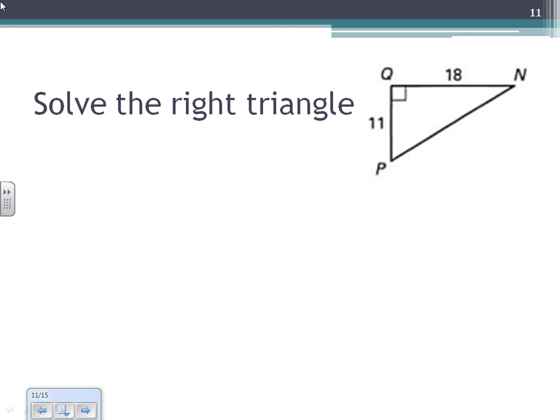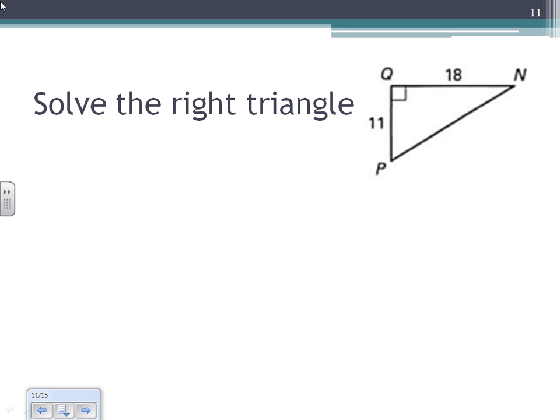Okay. Solving the right triangle. So there are 6 pieces of information we need to find. We've been given 3 of them. What are the 3 that we've been given? Someone identify the 3 pieces we've been given? Mackenzie? Right angle and 2 sides, the 11 and the 18.